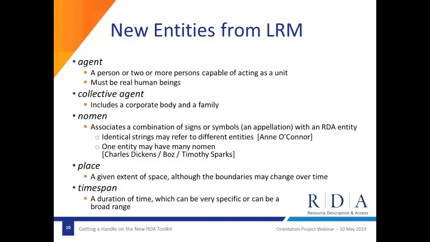Nomen, this is one of the stranger things and a little hard to wrap your head around. It associates a combination of signs or symbols, or in other words, an appellation, with an RDA entity. As we well know, identical strings may refer to different entities. Anne O'Connor can be one of many different people. Or one entity may have many nomen. Charles Dickens had a couple of pseudonyms that he used.